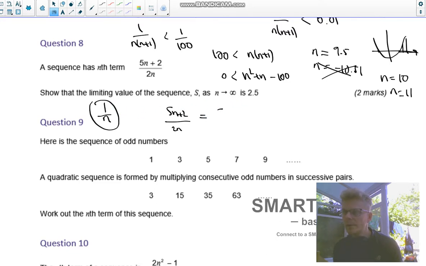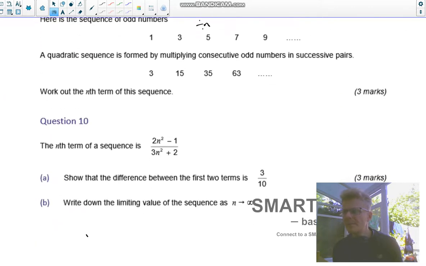So that would give us 5, because the n's would cancel, plus 2 over n. So if you like, I've divided the numerator and denominator by n, maybe a nice way to think about it. And then if I divide by n again, I get 2. I've divided by n top and bottom, so it's equivalent. So now what happens? As n goes to infinity, this term here goes to 0, and therefore the sequence converges to 5 over 2.